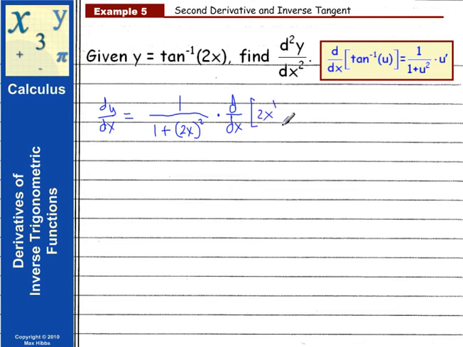And of course we could have done that in our head. We know that the derivative of 2x is easily 2, but let's continue from here. So dy dx is 1 over, let's see, 1 plus, when we square 2x, of course we get 4x squared, times the derivative of 2x, of course, is just 2, and so clearly we could have written that as 2 over 1 plus 4x squared.